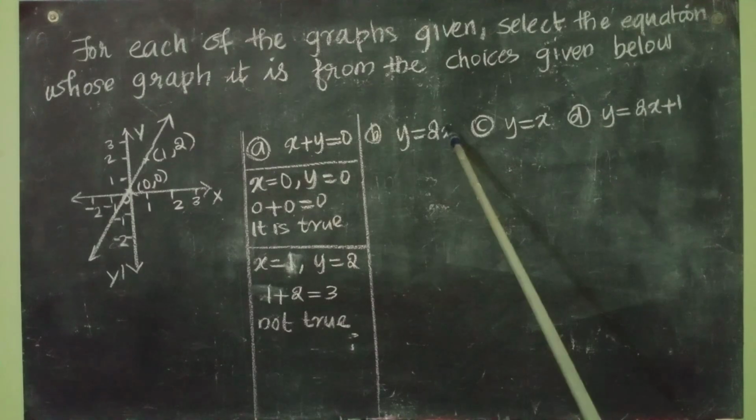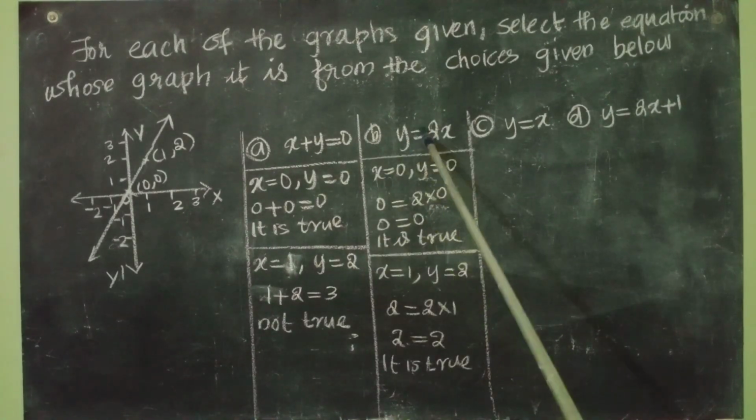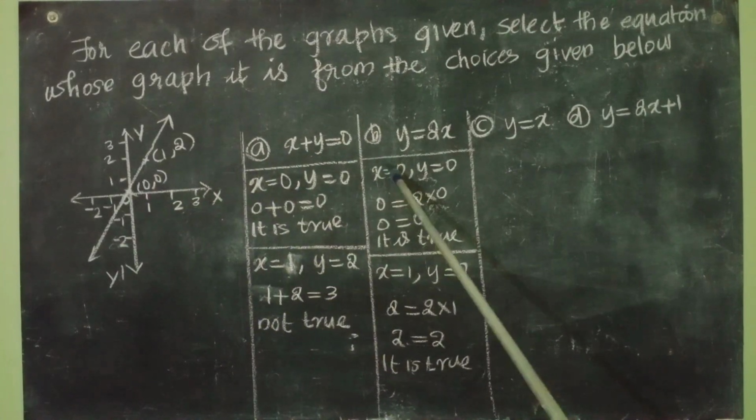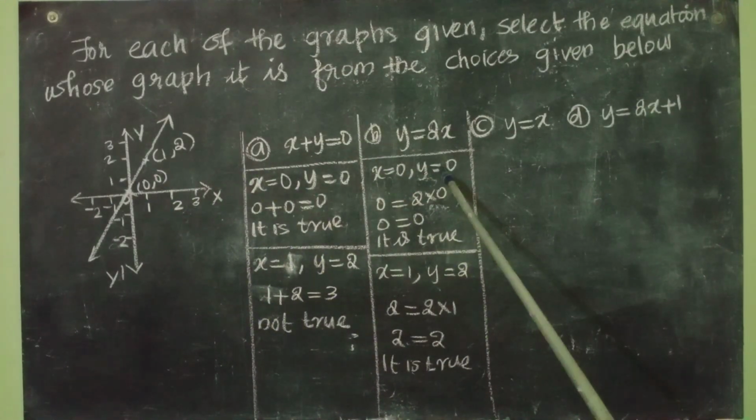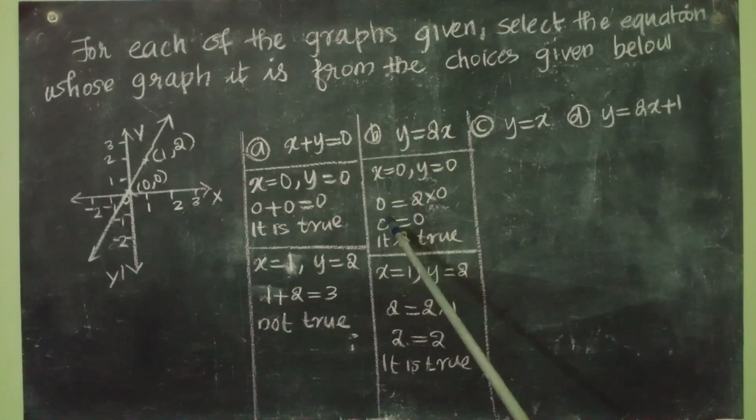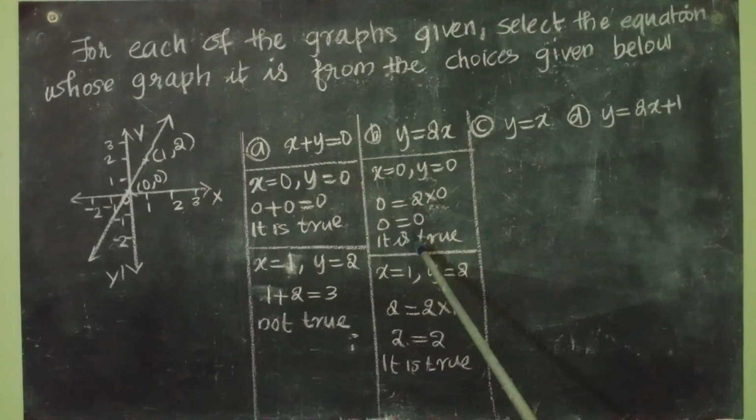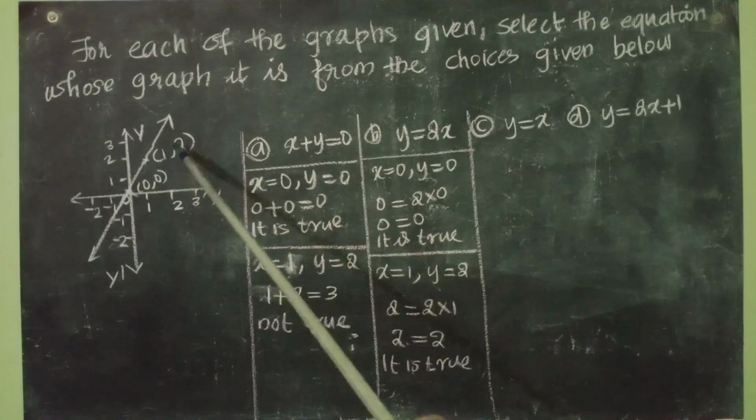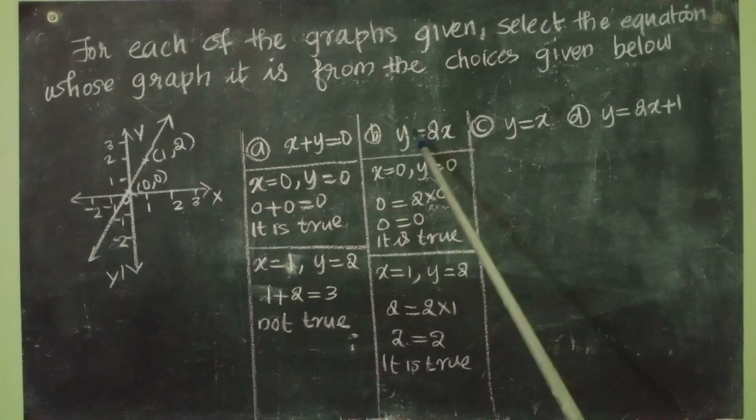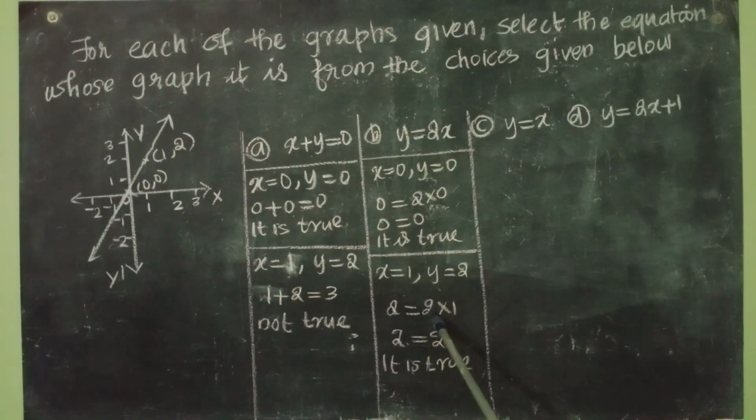Now let us check the second equation. In the second equation, we try the first solution 0, 0. x equal to 0 and y equal to 0. If we give that here, we get 0 equal to 2 into 0, that is 0 equal to 0. It is true. Second case, x equal to 1 and y equal to 2. If we give these in this equation, we get 2 equal to 2 into 1. We get 2 equal to 2. It is true in the second case. First case and second case, both are true.